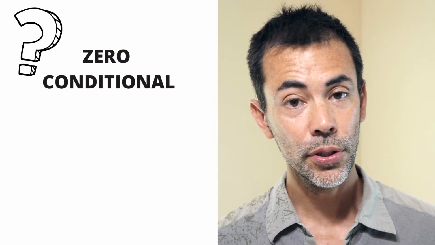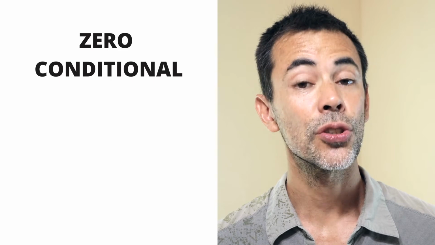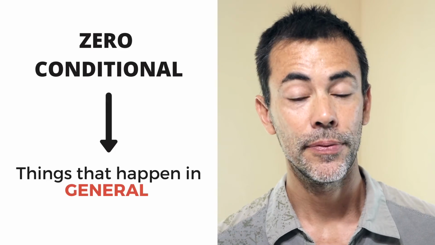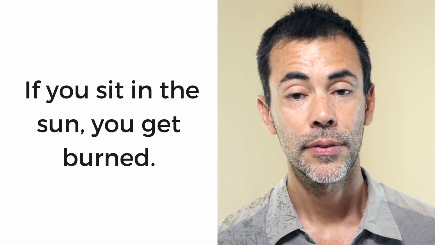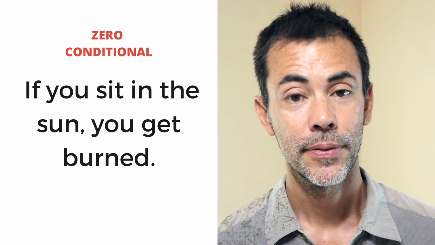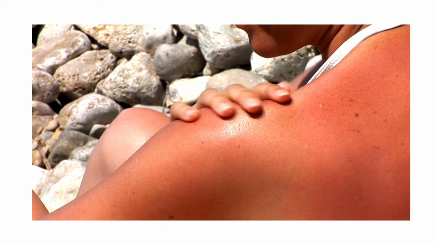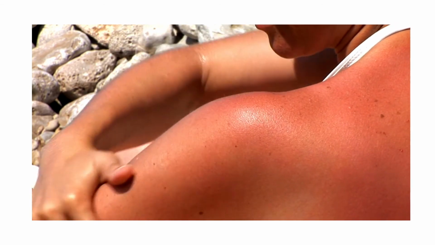Now, it can be difficult to decide when to use the zero conditional or when to use the first conditional. It helps to remember that the zero conditional describes what happens in general. For example, if you sit in the sun, you get burned. Here I'm talking about every time a person sits in the sun. It's a natural consequence of sitting in the sun that you get burned.